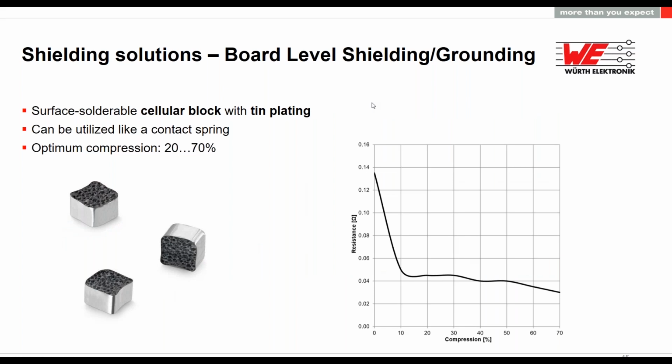Another kind of material we can use here are the solderable gaskets. They are for the same applications as the contact springs, but they are made in the same way as a gasket. They can be fully solderable in an oven, and they also have very low resistance over compression.